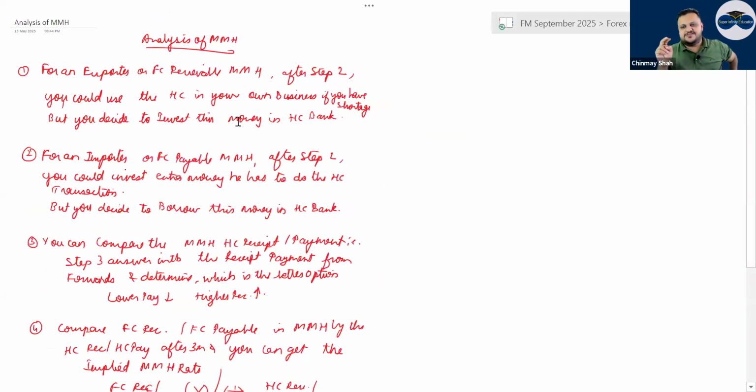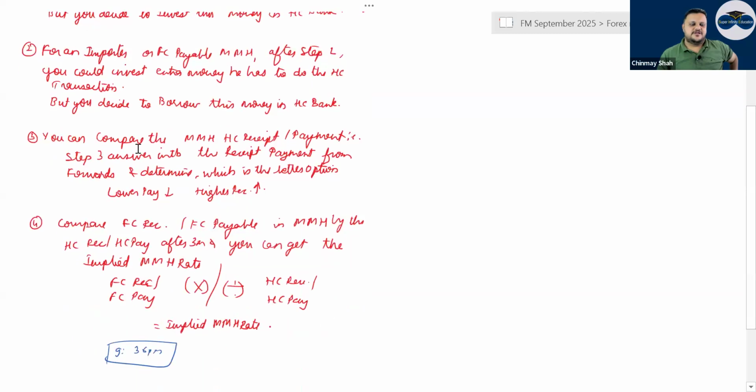Now see, after step 2, as an exporter, if you need the money and you want to invest in the business, it is allowed. Or if you have a shortage, you can invest it into the business. But the objective is to be followed. So you generally invest somewhere outside. As an FC payable, if you have the rupees or home currency payable to buy the foreign currency, great. If not, you can decide to borrow this money in home currency, right? At the end, you can also compare the MMH receipt or payment with the forward receipt or payment and try to get the better answer.